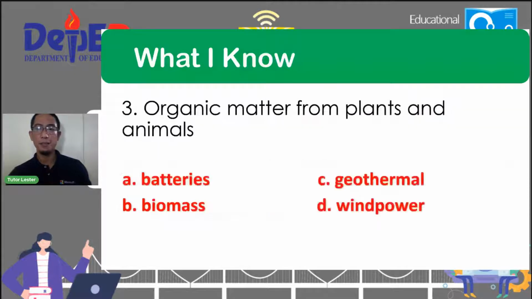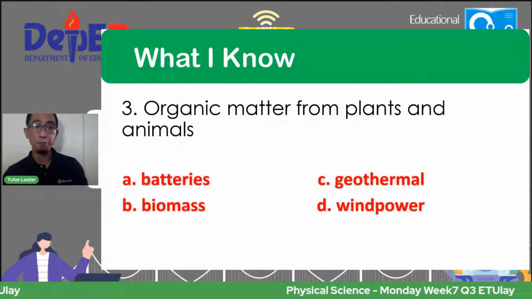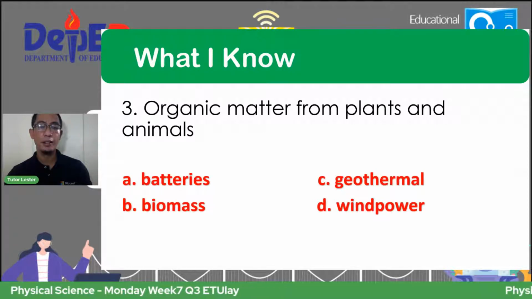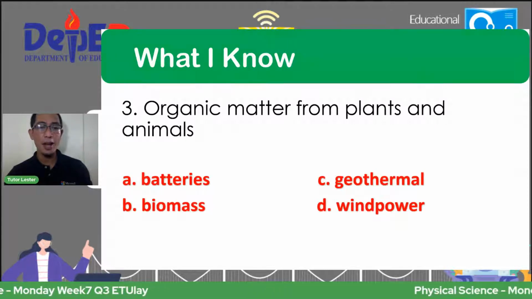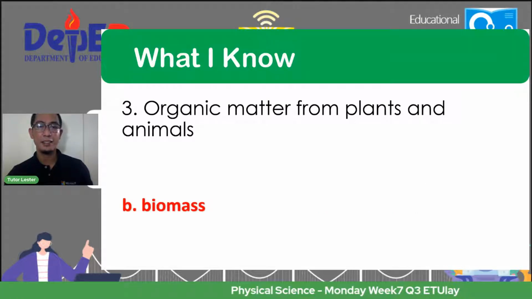Question number 3. Organic matter from plants and animals. A. Batteries. B. Biomass. C. Geothermal. D. Wind power. Ang tamang sagot po ay letter B. Biomass.